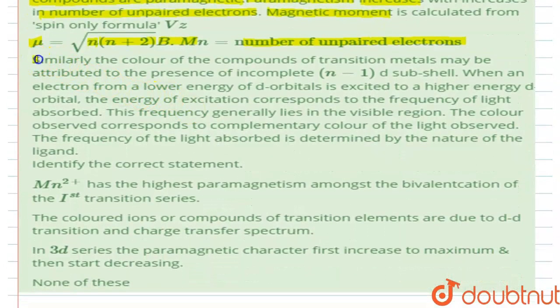Now, they are saying that similarly, the color of the compounds of transition metals may be attributed to the presence of incomplete n-1 d subshell, right? So in this paragraph, moreover, they are talking about color of the compound that is shown by transition metals, right? And that can be attributed to the presence of incomplete n-1 d subshell, right?